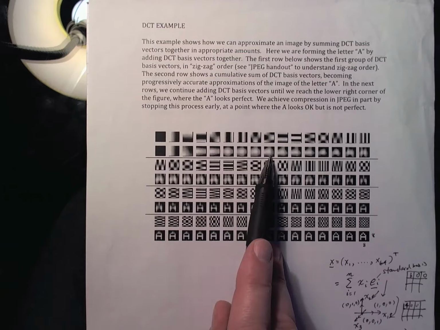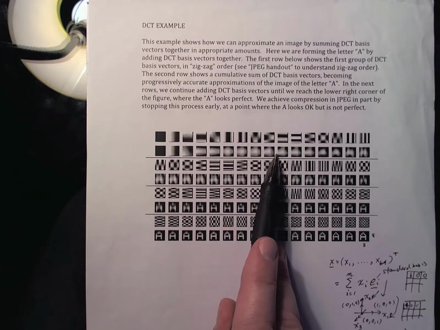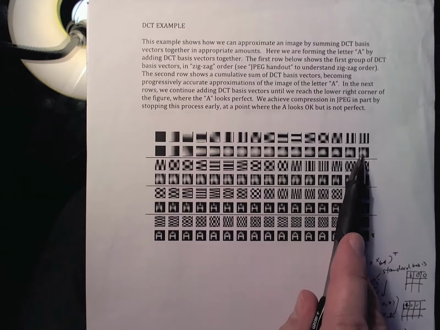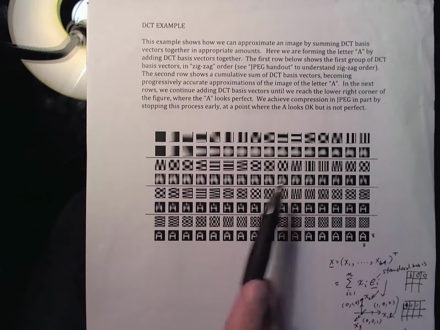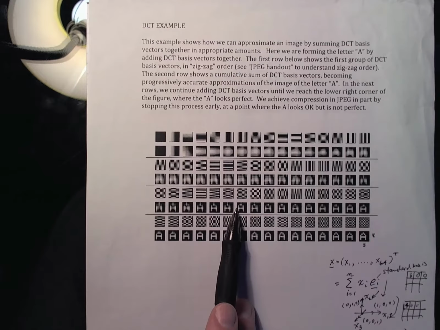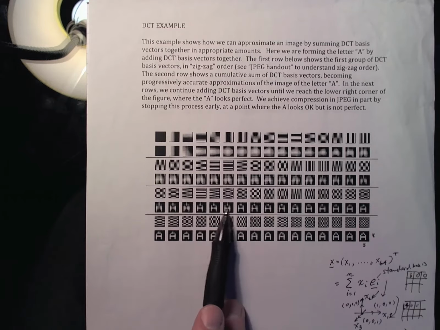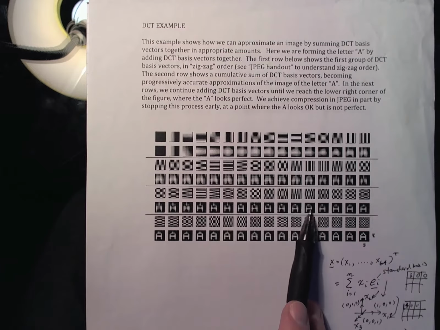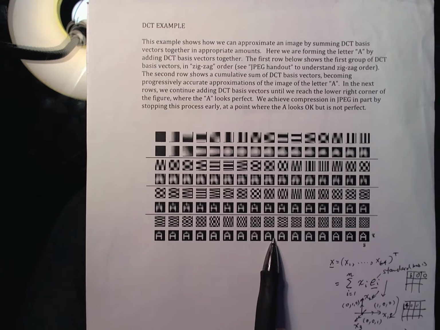So as I increase the number of terms, what you see happening is it starts to look like an image right away. It doesn't look much like an A yet here, but it's coming clearer. Now it's almost starting to be recognizable. And as I move along, it's getting clearer and clearer. And let's say by here or so, it's clearly an A. And then the rest of this is just making it look even nicer. Now this is one of the biggest ingredients of the JPEG algorithm.